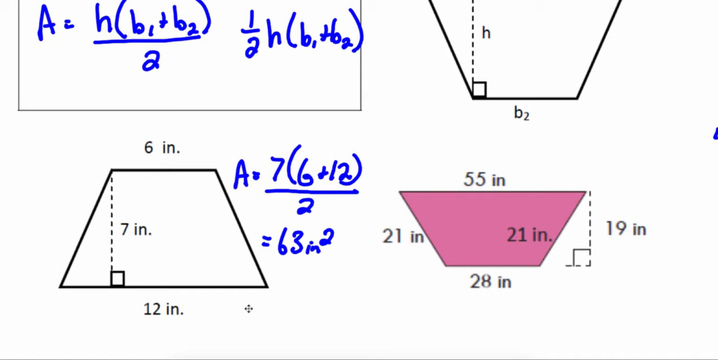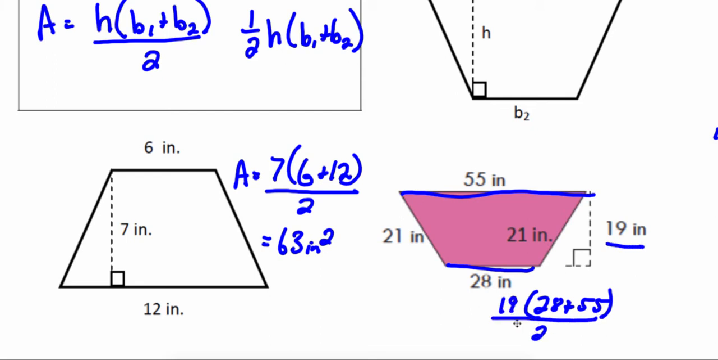All right, next one. And again, watch for your bases, watch for your height. So your bases are the two that are directly across from each other and are parallel. So I'm going to add together 28 plus 55, which is 83. I'm going to multiply times my height. Remember, my height is at that right angle, straight up from one base to the other. So that's my 19. And then I'm going to go ahead and divide it by 2. And what do I get as my final answer, Mrs. King? 788.5 inches squared.